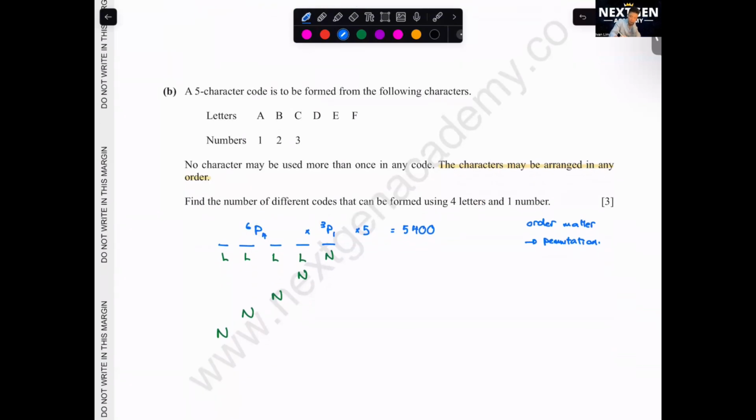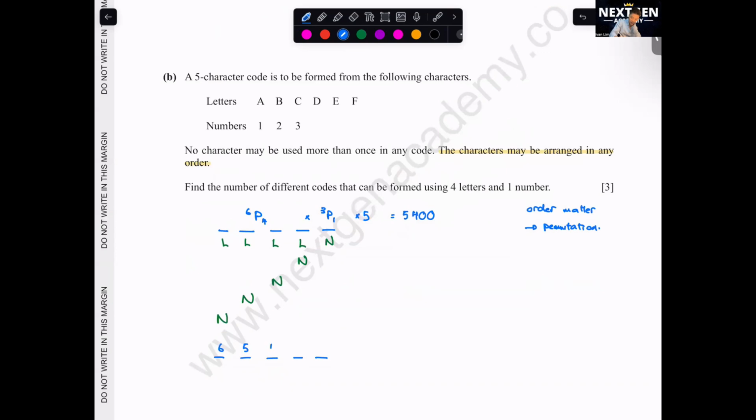There's an alternative way to do it, just in case it comes out in your Paper 1. Normally when you can do permutation, you can also do arrangement. So the arrangement method is 6 times 5 times 4 times 3, then for 3P1 you times 3 here, then you multiply by 5. Just check your calculator. Is it the same answer? 6 times 5 times 4 times 3 times 3 times 5. Same, right? 5,400.